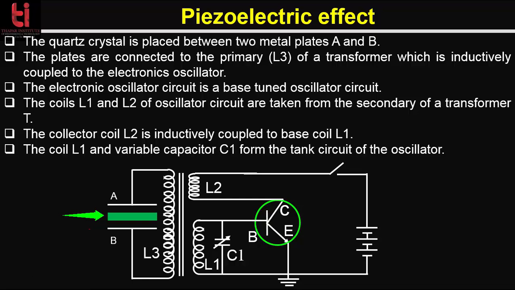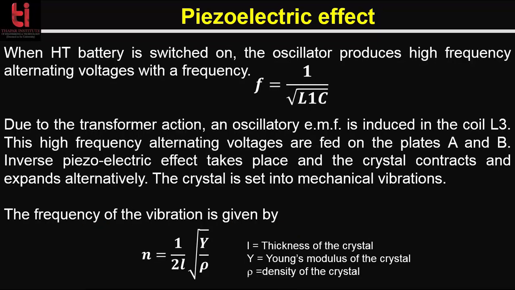The coil L1 and variable capacitor C1 form the tank circuit of the oscillator, and this is the high tension battery. Now, similar to the magnetostriction effect, when the high tension battery is switched on, the oscillator produces high frequency alternating voltages with a frequency f equals 1 by root over L into C. Again here L is equal to L1, so this is 1 by root over L1 into C. Due to the transformer action, an oscillatory EMF is induced in the coil L3. These high frequency alternating voltages are fed on the plates A and B.